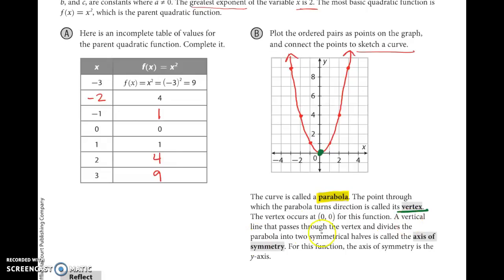A vertical line passes through the vertex and divides the parabola into symmetrical halves. That line is called the axis of symmetry. So right here is my axis of symmetry, and that axis of symmetry is cutting this U perfectly in half. So if I drew this perfect U shape here, you should see that these are symmetrical points, these are symmetrical points, and these are symmetrical points.